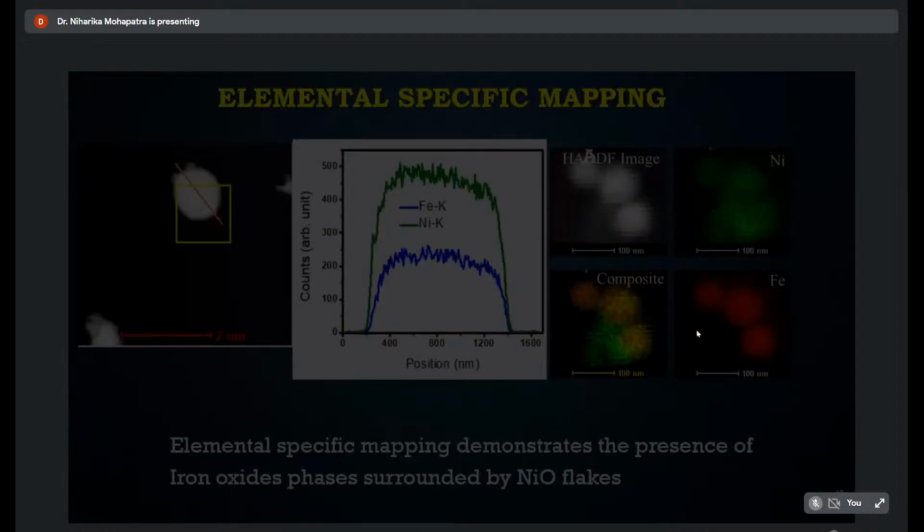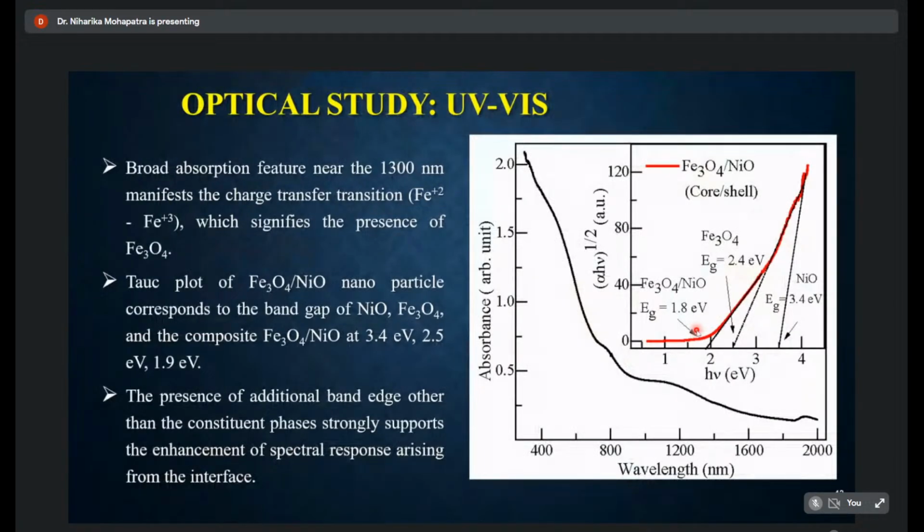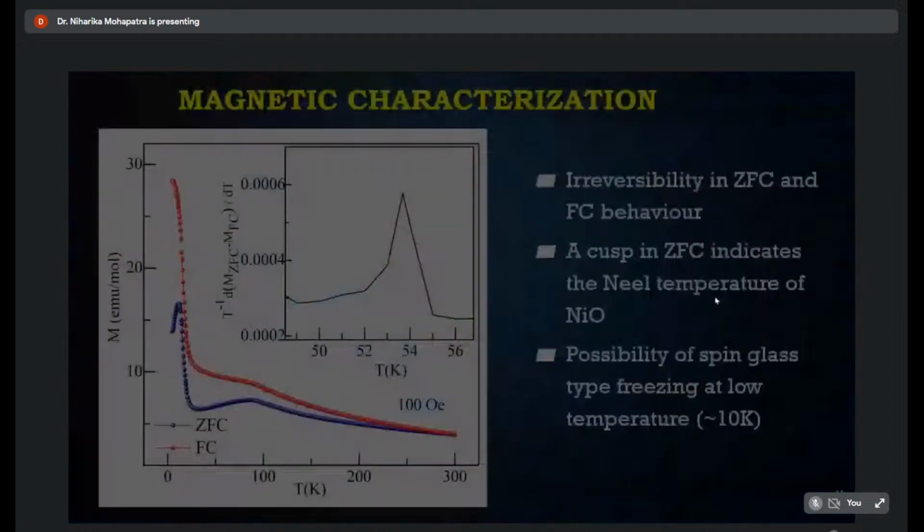Now with that we go to the characterization of its optical properties. The optical properties show the absorption edges corresponding to nickel oxide, iron oxide, and also some additional band edge at 1.8 eV. This additional band edge could arise due to some sort of interface forming at the junction of these two phases. So that we have clarified later on.